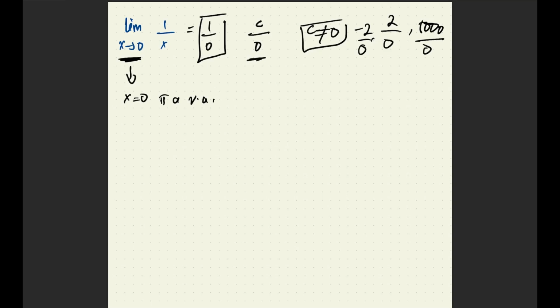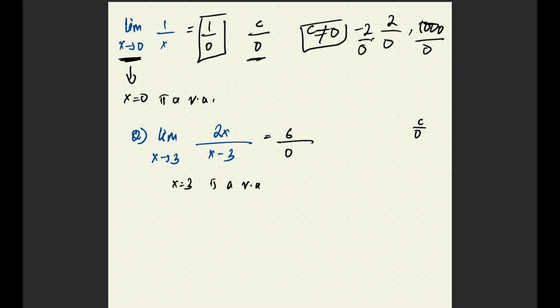Let's look at another example. This says the limit as x approaches 3 of 2x divided by x minus 3. As always, I'm just going to plug in first. So this is 2 times 3, 6, divided by 3 minus 3, that's 0. So we know that this is in the form of c over 0. Okay, so right away, I can say that x equals 3 is going to be a vertical asymptote.